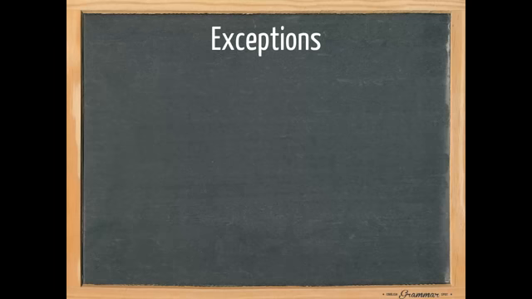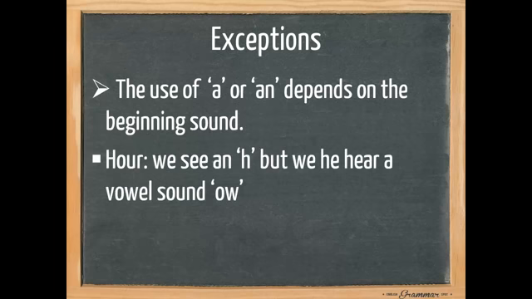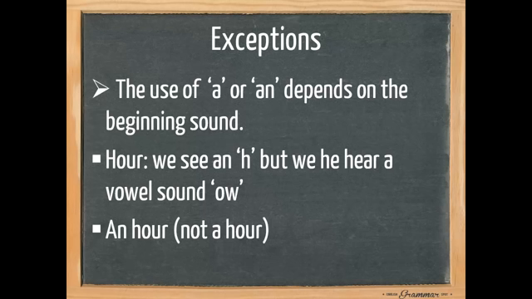Now there are some exceptions. The use of a or an depends on the beginning sound, so the word might start with a consonant or a vowel, but we really need to listen to how the word is pronounced. For example, hour. We see an H, but we hear a vowel sound at the beginning, "hour", and not "hour". So what do we do in this case? We use the article an because we hear a vowel sound, so we say an hour and not a hour.